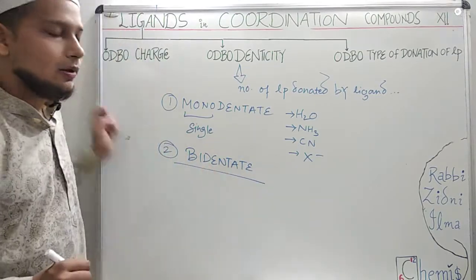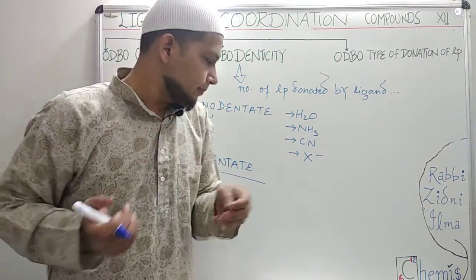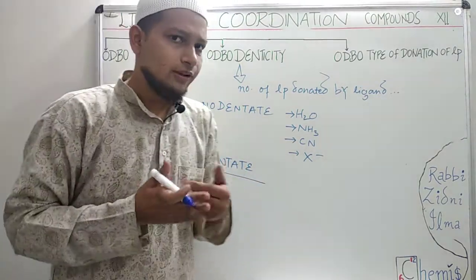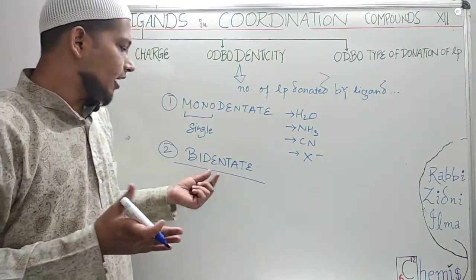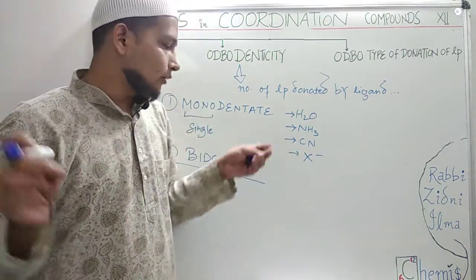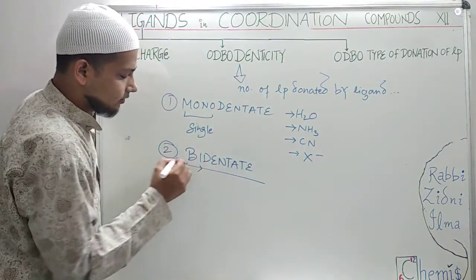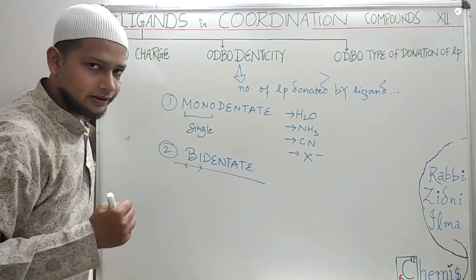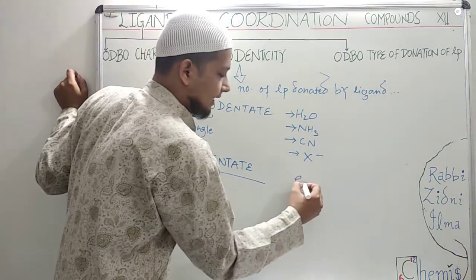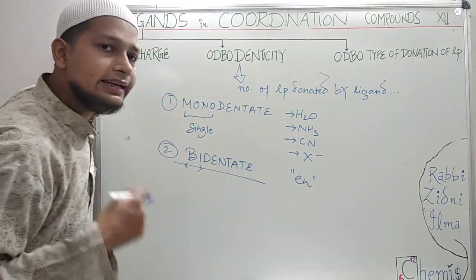It is important because the cases are very much missing from our books and they are far apart from each other. So I will try to compile them at one place. First of all, bi means 2. There will be donation of 2 lone pairs. Now the examples: EN, ethylene diamine.